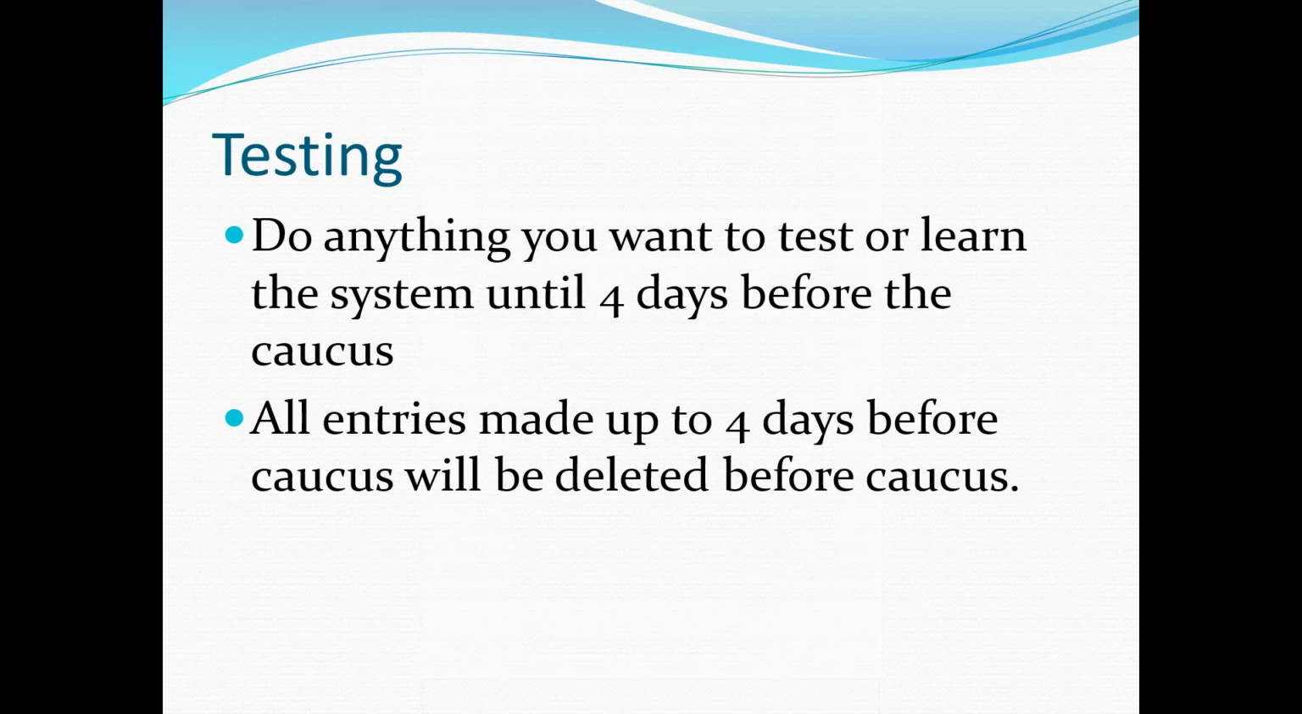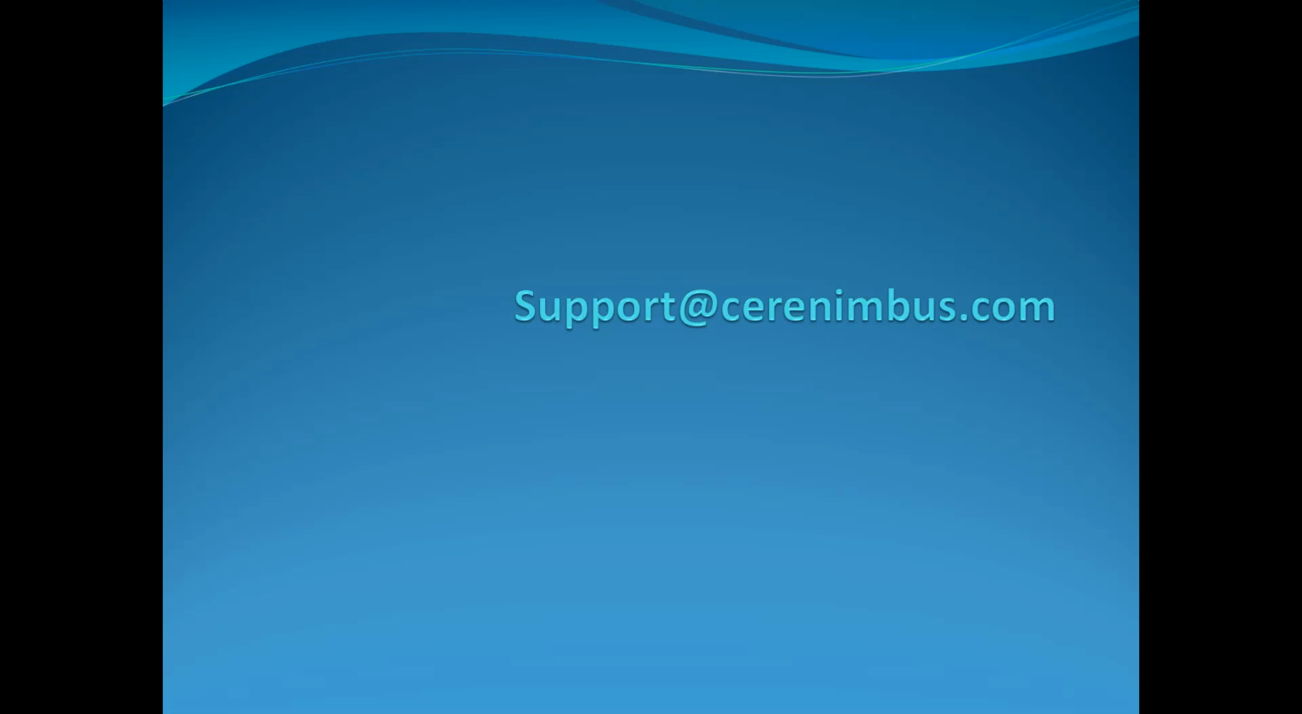So regarding how to test this app, anything you want to do, you can do it until about 4 days before the caucus. Everything that you do will be erased up to 4 days before the caucus, and then it'll be live. So anybody that you check in, or any information that you add to the voters, whatever, that will be disregarded once you reach about 4 days before caucus. So after that, consider the system to be live.